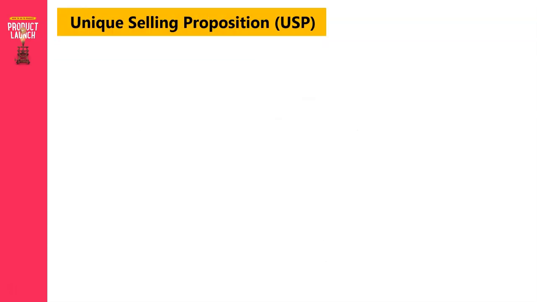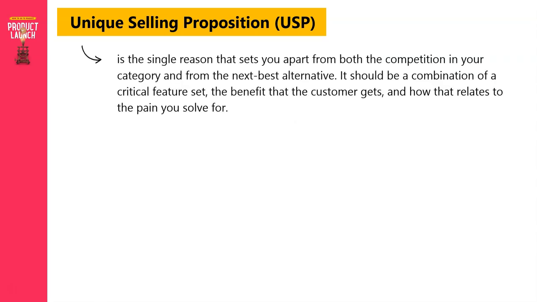Unique Selling Proposition, USP. Your unique selling proposition is the single reason that sets you apart from both the competition in your category and from the next best alternative. It should be the combination of a critical feature set, the benefit that the customer gets, and how that relates to the pain you solve for. Of course, this is often very similar to your positioning, as we'll see in a second.